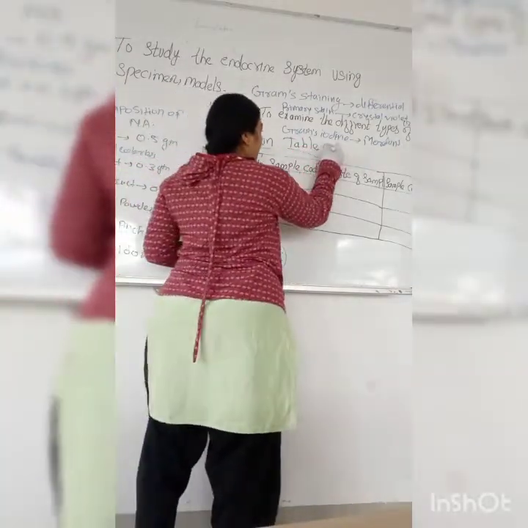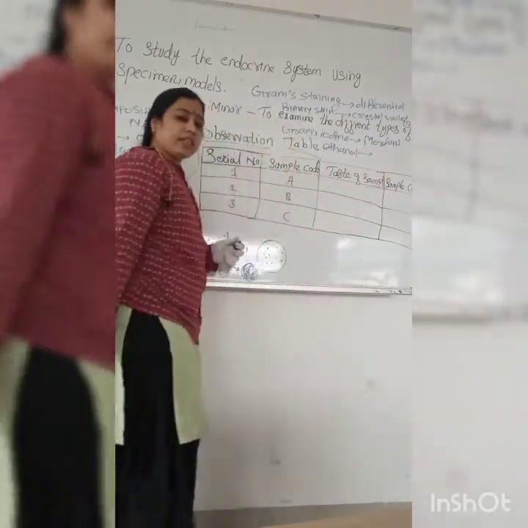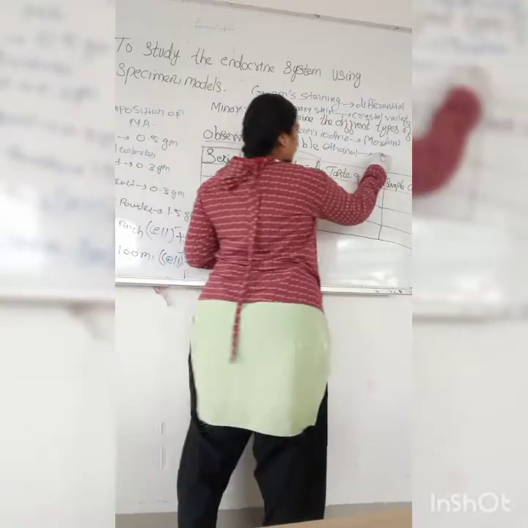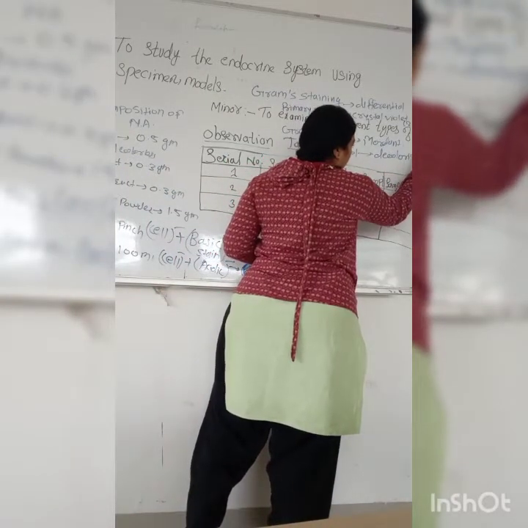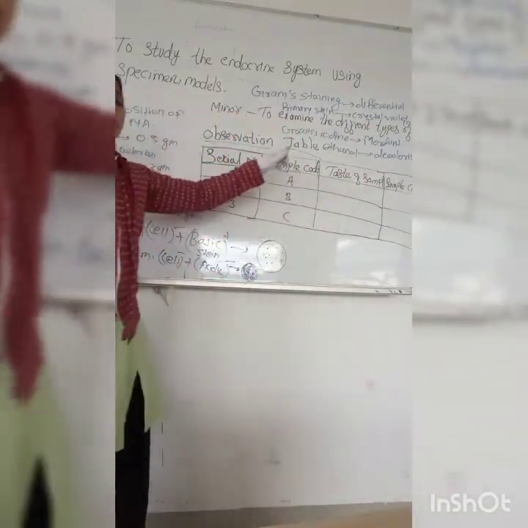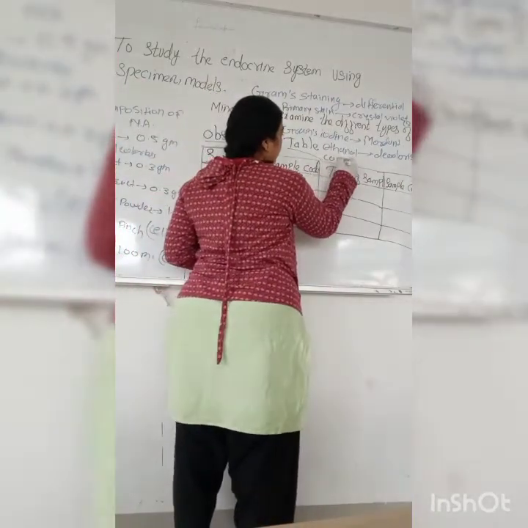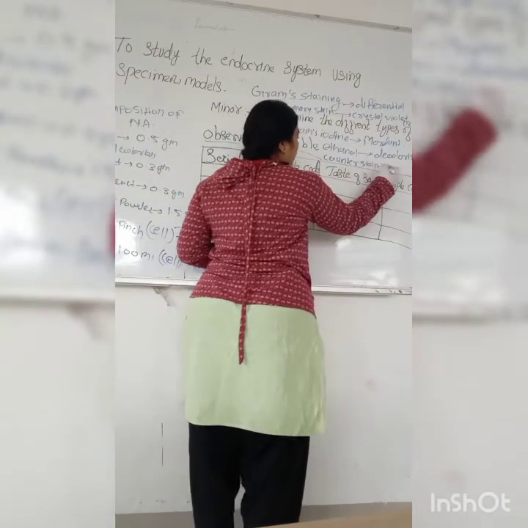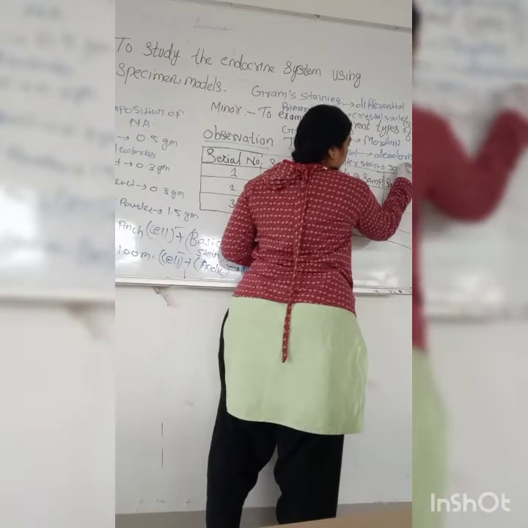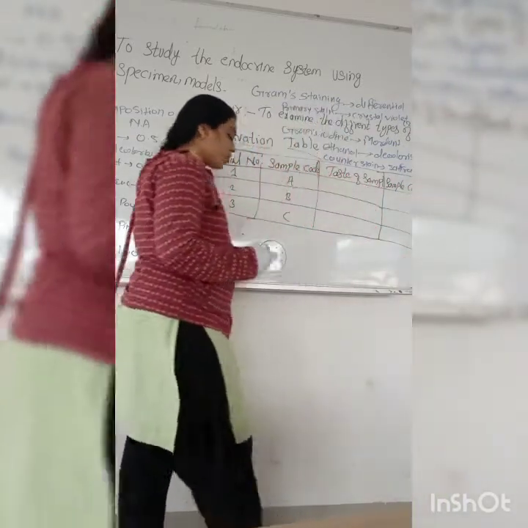Then we add ethanol. Ethanol acts as a decolorizing agent. Then we require the counter stain. The counter stain is safranin, which we are going to use.